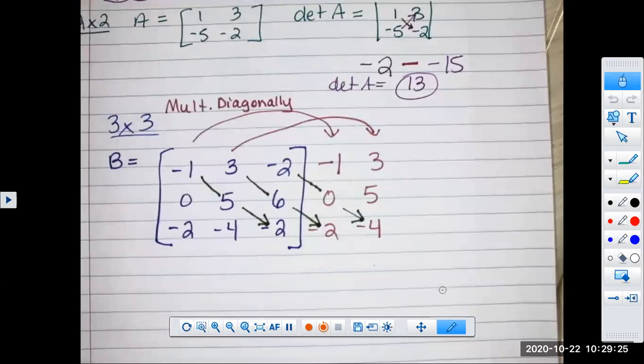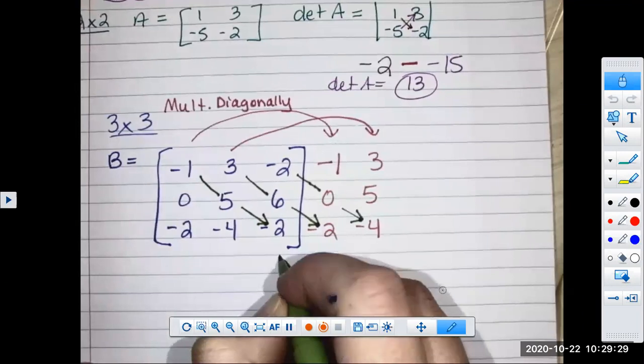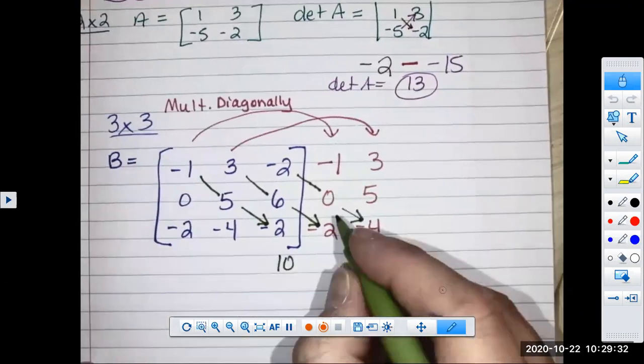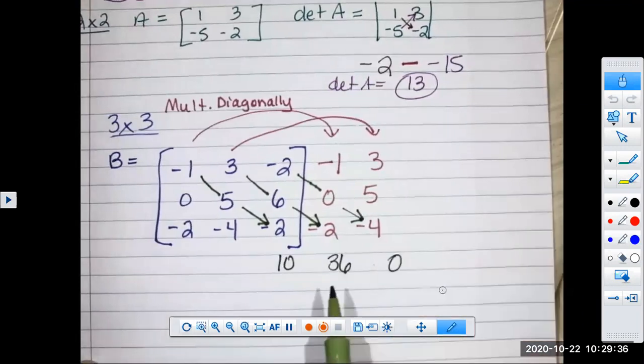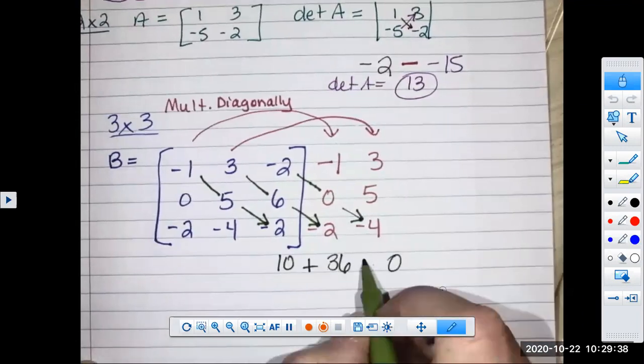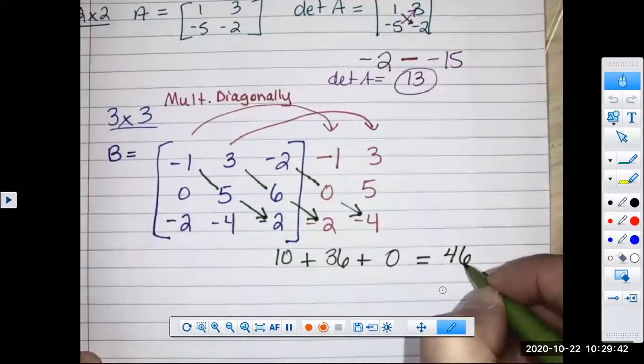Okay, the products that you get, I'm going to get positive 10 here, 18 times 2, 36. I'm going to get 0. I add all of those products together, and that's going to give me 46.